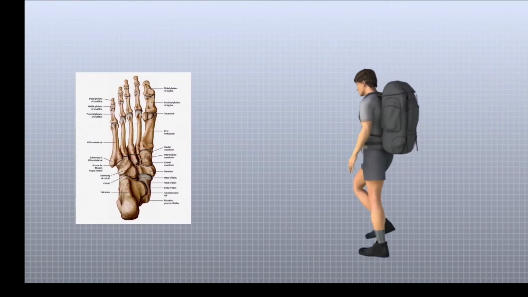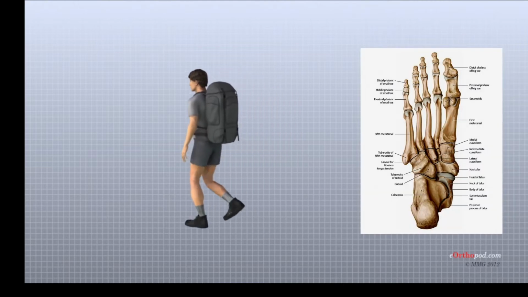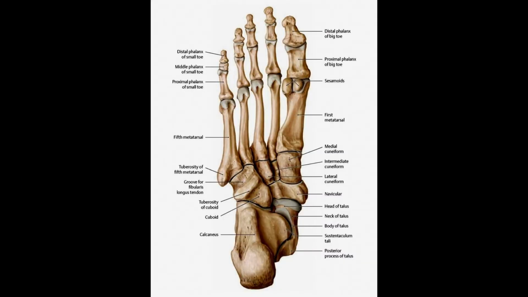The foot as a functional unit. The book says that our feet have two functions. Number one is to support our body weight, and number two is to act as a lever to propel our body forward in walking and running.